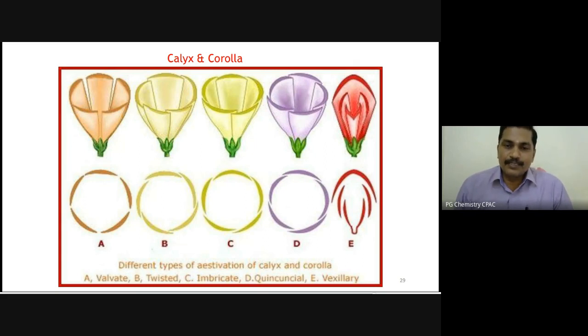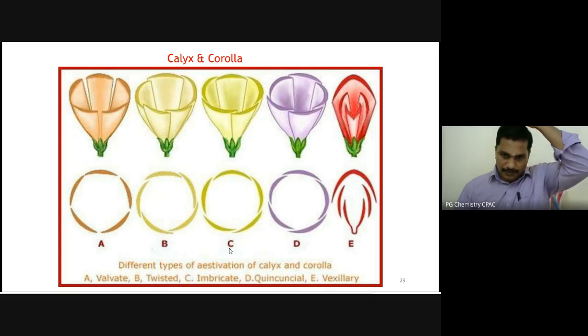Then imbricate, that is one petal or sepal completely on the inner side, one petal or sepal completely on the outer side, and the rest of the three are in and out. Okay, see, this one completely in, this one completely out, and the rest of the three are in and out. That is called imbricate estivation.